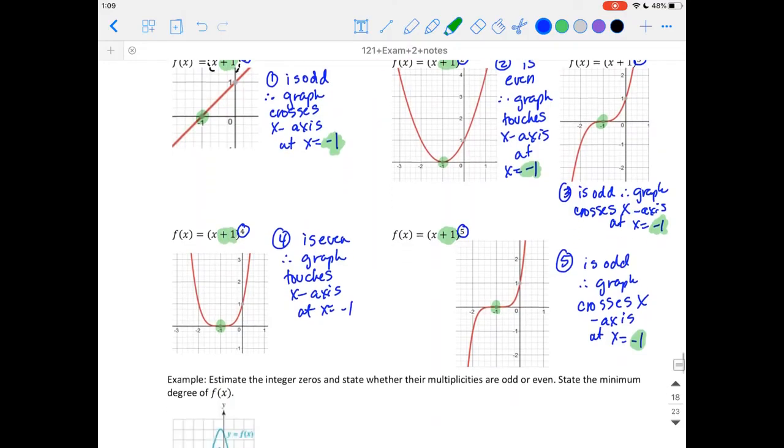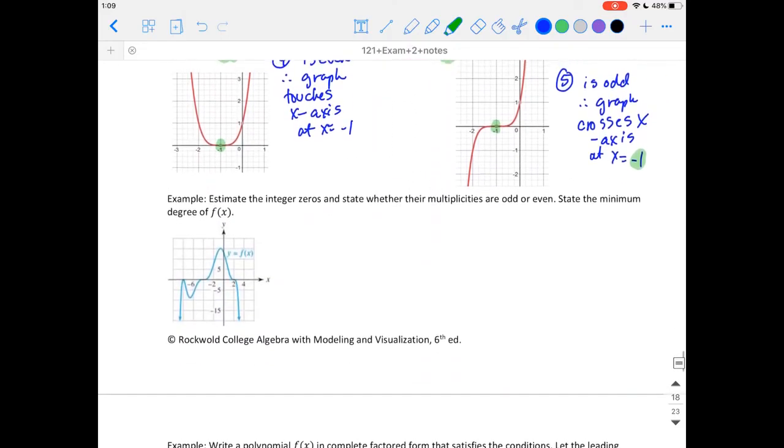Okay. Example. It says estimate the integer zeros and state whether their multiplicities are odd or even, and state the minimum degree of f of x. So we have this funky looking graph. Both of the arrows are headed down. So that should trigger in our head that it should be even. Our final answer better be even, because that's how the end behavior for even graphs looks.